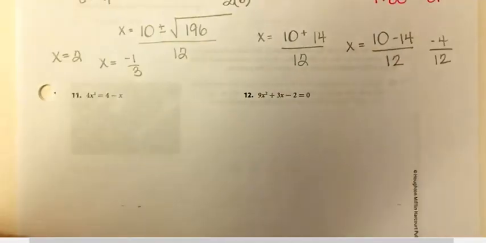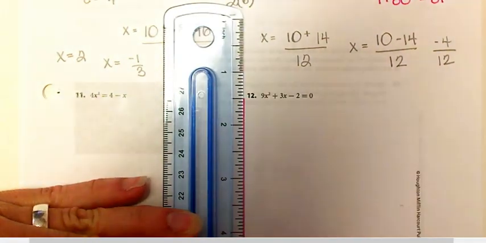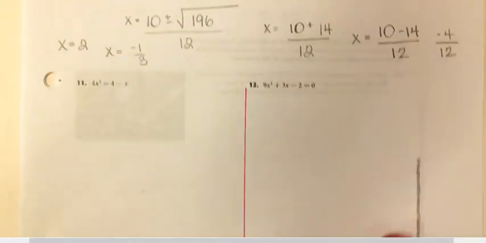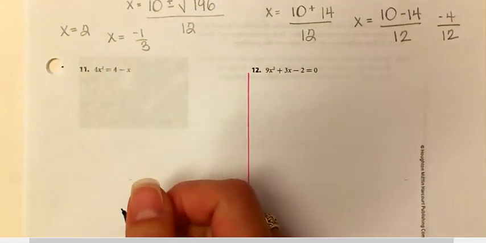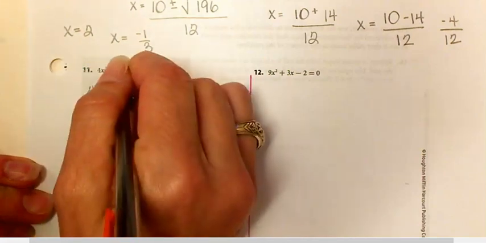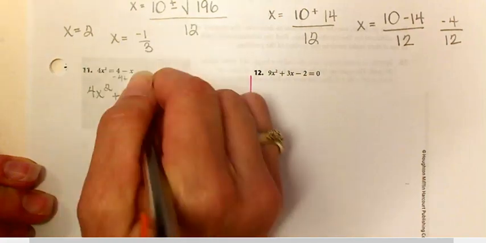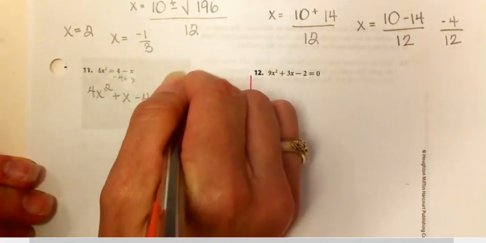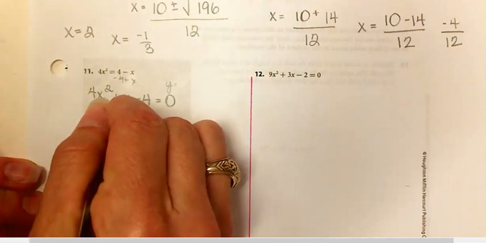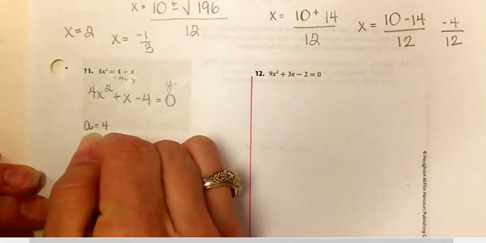Okay. On 11 and 12, I'm going to be a little neater. I'm going to promise to use my room a little bit more evenly. All right, number 11, I need to move some things so that everything's on the same side. I'm going to say 4x squared plus x to move it, so plus x, and then minus 4 to move it, so that I get 0, because remember we want when y is equal to 0. Okay, so a is 4, b is 1, and c is negative 4.